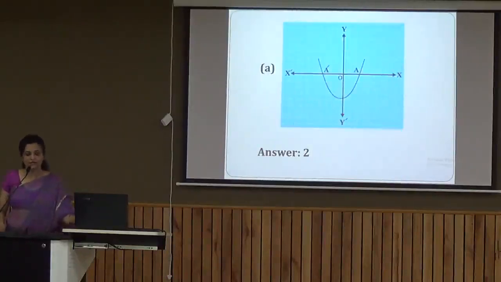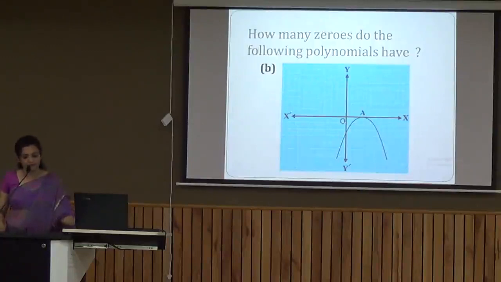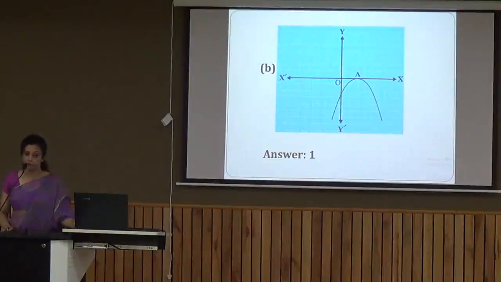Yes. Why? Because the 2 points are A dash and A, and this graph is intersecting the x-axis at these 2 points. Same goes for B. Where is it intersecting? See, although it is a polynomial of degree 2, it is intersecting at only 1 point, so we shall assume that there is only 1 zero.